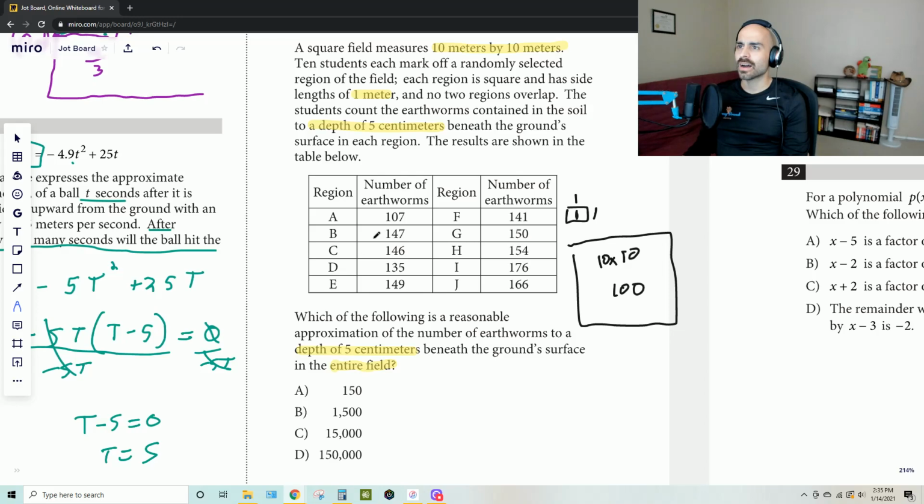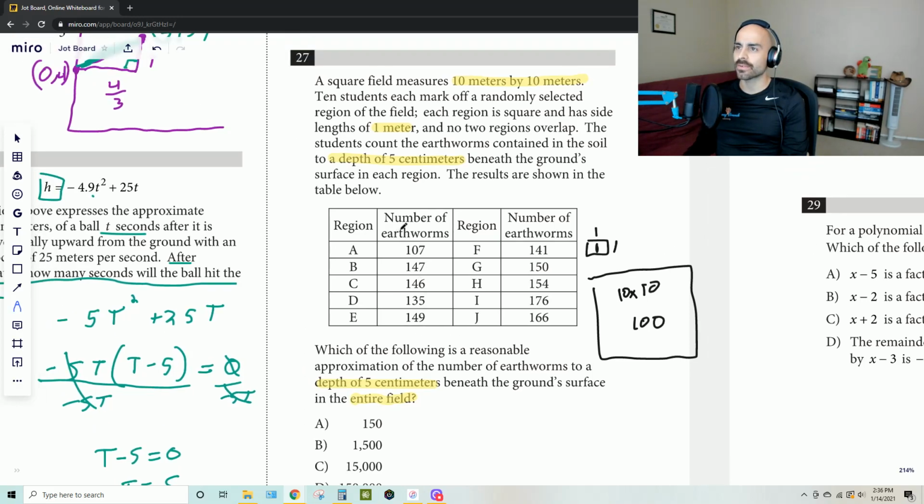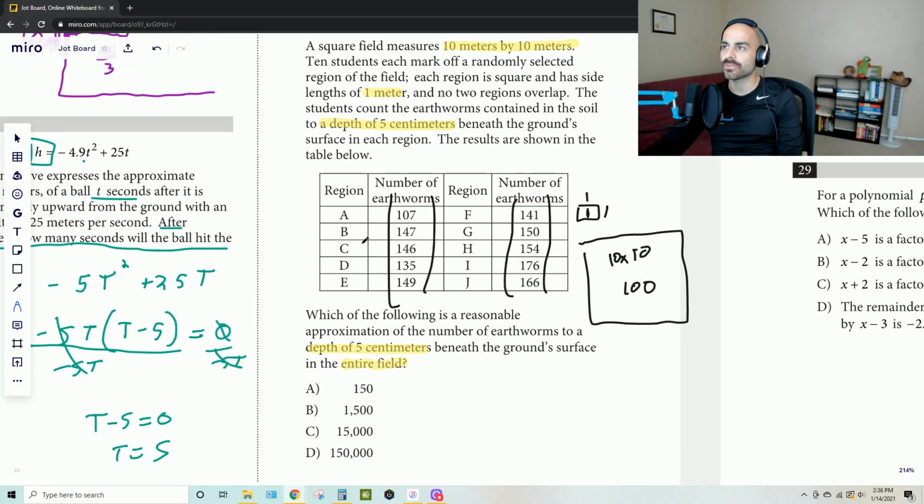And what we can see here is if we look at each of these, if we get the averages of all of these values, if you add them all up together and divide it by 10, you end up with an average of 150 for each of these squares. So every time you get one of these squares, we will get 150 earthworms in each of those squares.